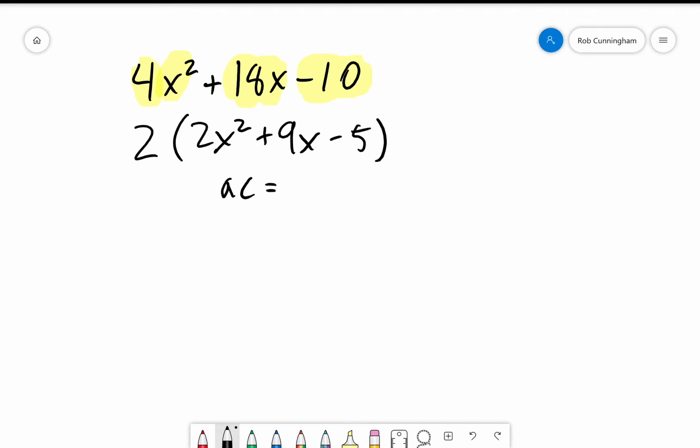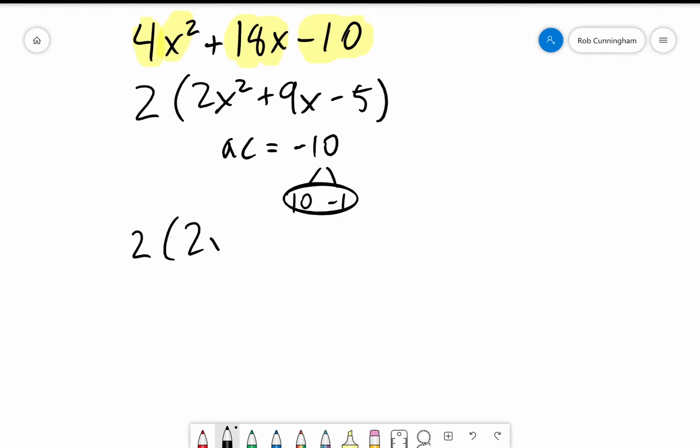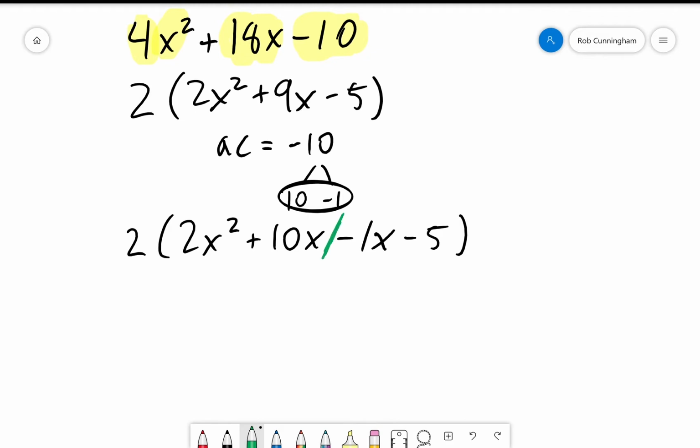A times c is 2 times negative 5, which is negative 10. We need two numbers that multiply to make negative 10 and add to make positive 9. I'm seeing 10 and negative 1. 10 times negative 1 is negative 10. 10 plus negative 1 is positive 9. Now remember, we can't just go straight to parentheses. Since we have that 2x squared, we need to split the middle term. So the 2 is going to stick around. 2x squared plus 10x minus 1x minus 5. Once again, splitting into two binomials.